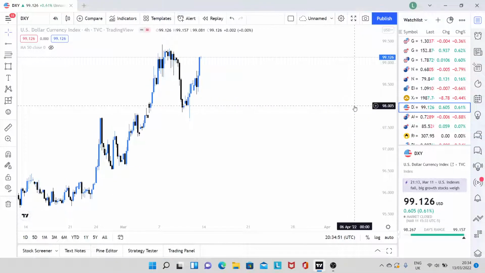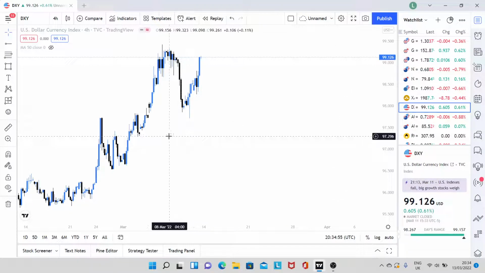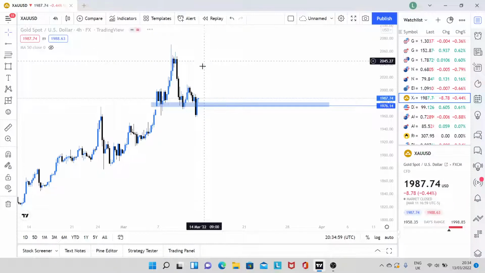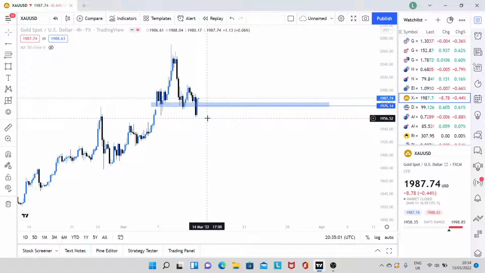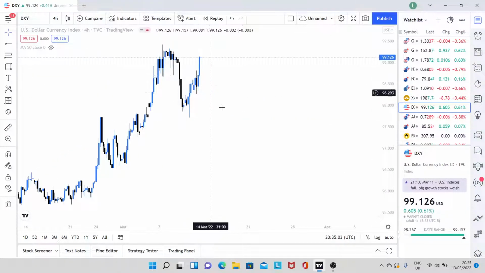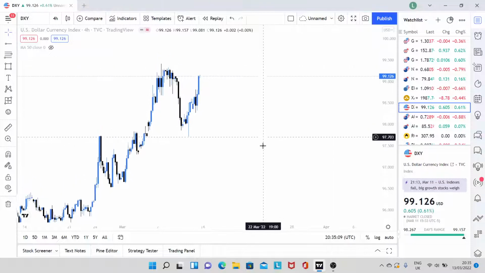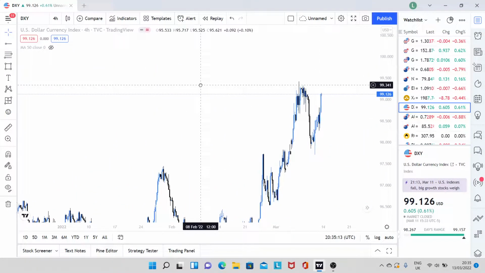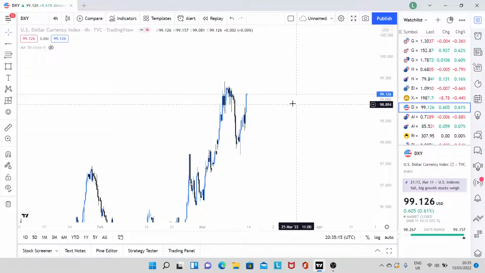The DXY, all I really use the DXY for is just to judge where gold's going. If the DXY is going up, ideally gold's going down. So as you can see here, gold's pushing down and the DXY is pushing up. That's because gold is measured against the US dollar. I don't do technical analysis for the DXY particularly. I just click on it, and if it's going up, that's sort of my bias.